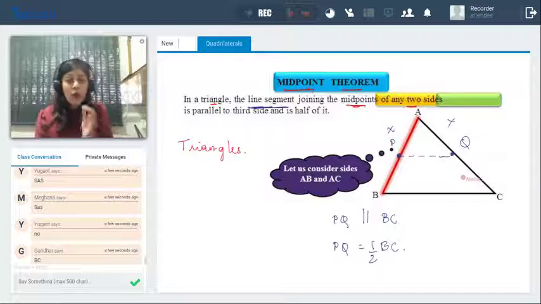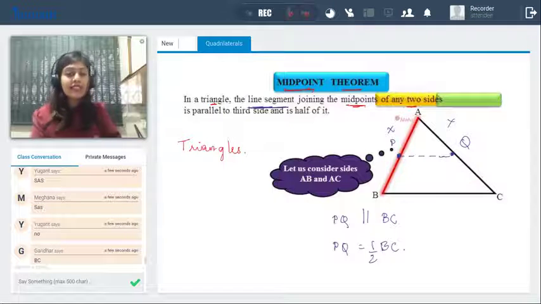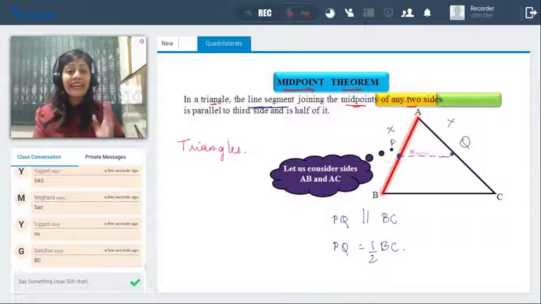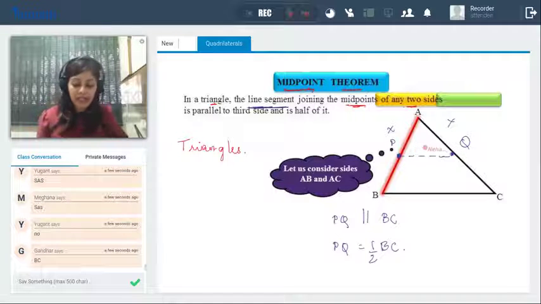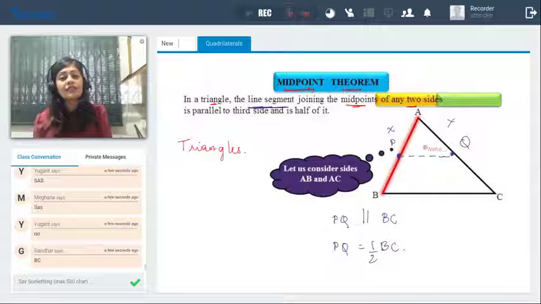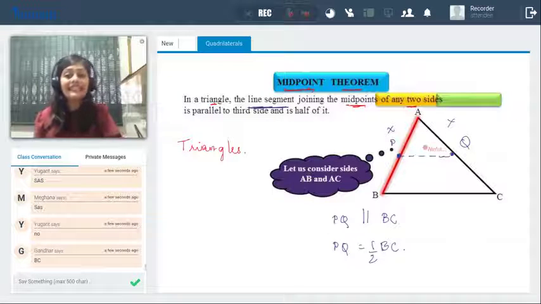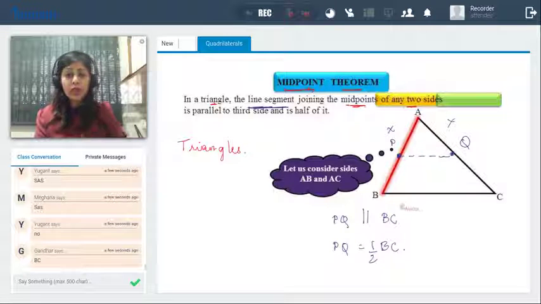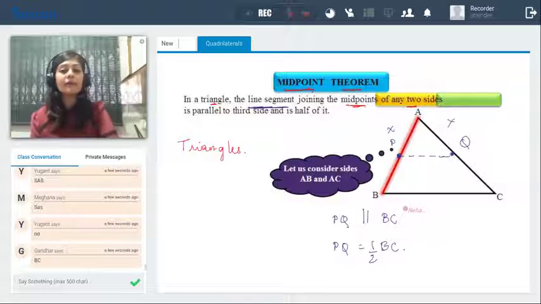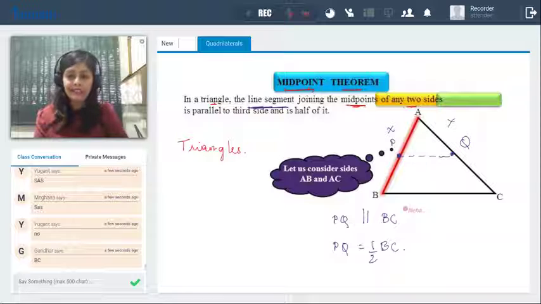Let's again look at this, since this is an extremely important theorem. Again I repeat, the midpoint theorem only applies to a triangle. So whenever there are sums given, if there are midpoints of any sides and a triangle can be formed, you can always apply this theorem. We'll look at the sums related to this theorem in the next lecture.